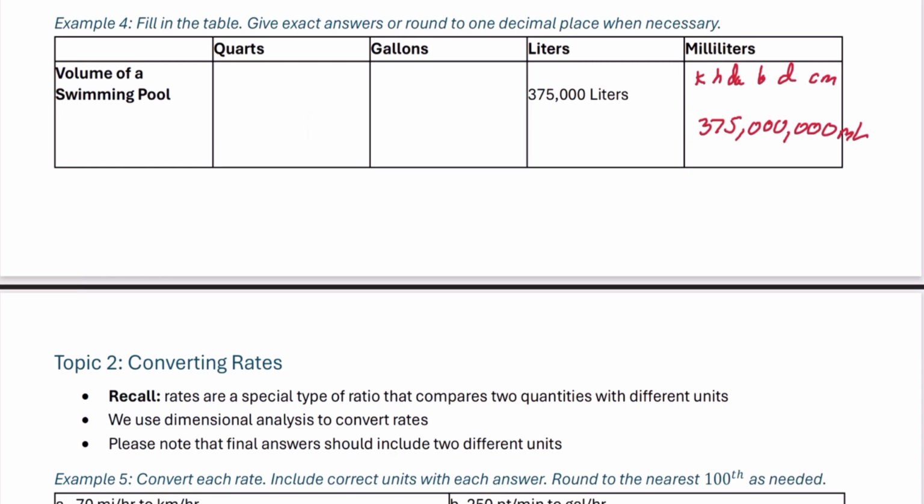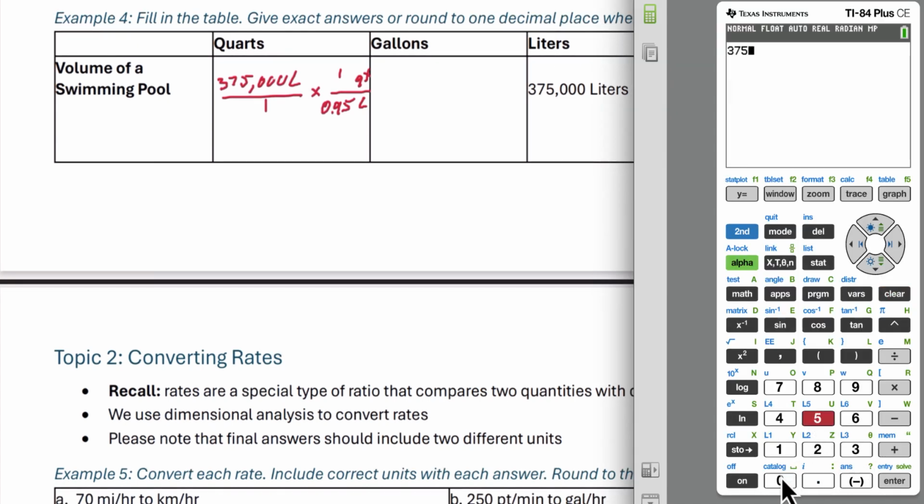Let's look at converting the 375,000 liters to quarts. We need to use dimensional analysis. 1 quart is roughly 0.95 liters. 375,000 divided by 0.95 gives us 394,736, and we're rounding to 1 decimal, so that's going to give us 0.8 quarts. We get 394,736 and 8/10 quarts.